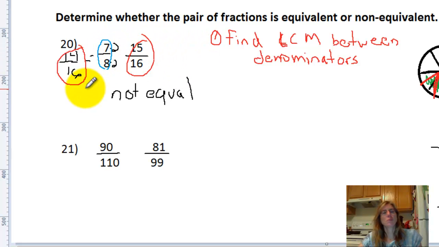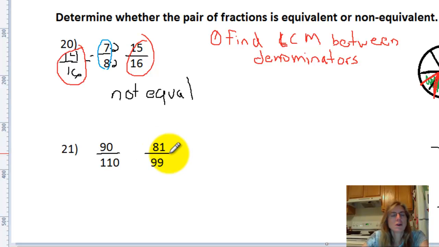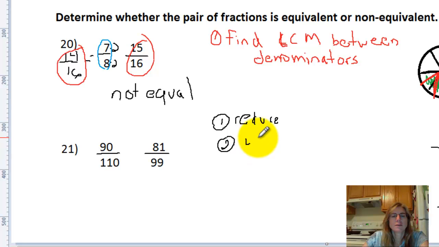Just do the math. Make your denominators have the same number. Now, in this case down here, finding the least common multiple between 110 and 99 is not easy, and there's a better way to do it. Instead, reduce the fractions and then find a least common multiple. So reduce fractions first here. Find the LCM in denominators.